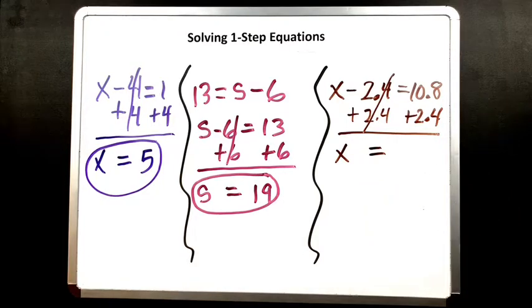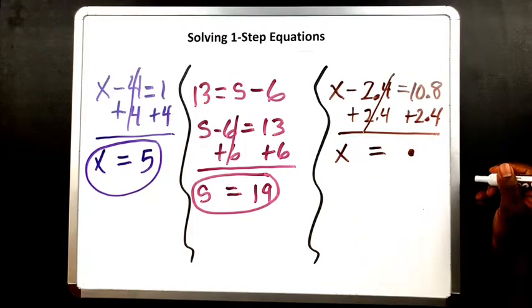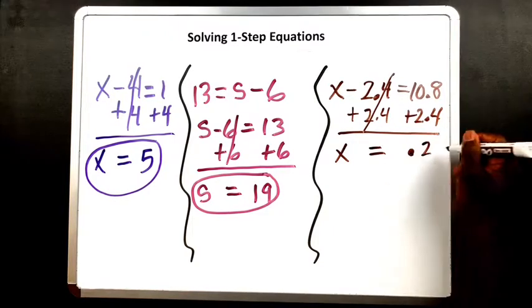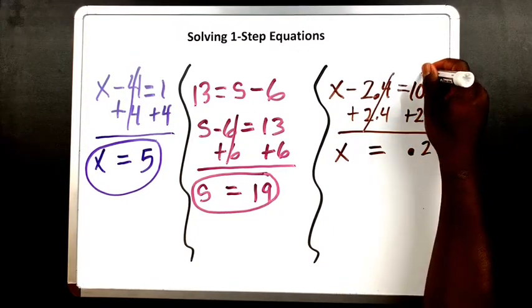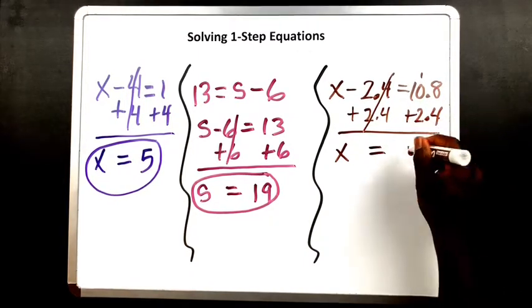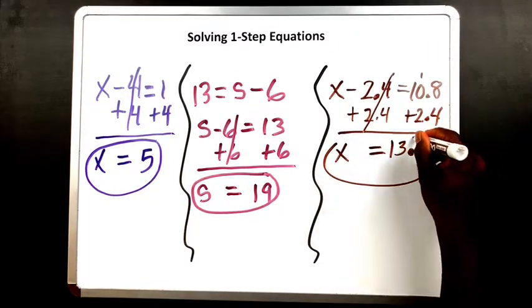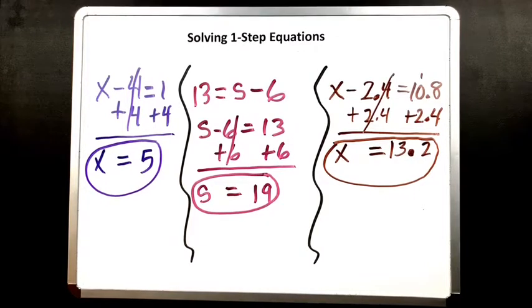And here we're adding 10.8, right, plus 2.4. So I'm going to go ahead and put the decimal first. 8 plus 4, that's 12, right? Carry the 1. 1 plus 0 is 1. 1 plus 2, that's 3. And bring the 1 down. And there we go. All right, looking pretty good. X equals 13.2.